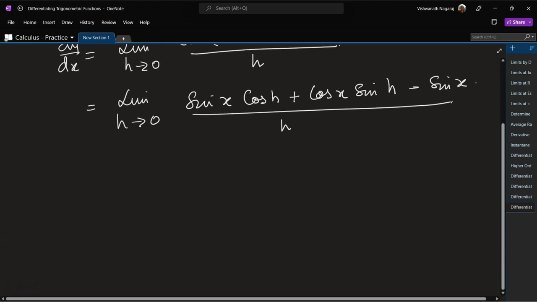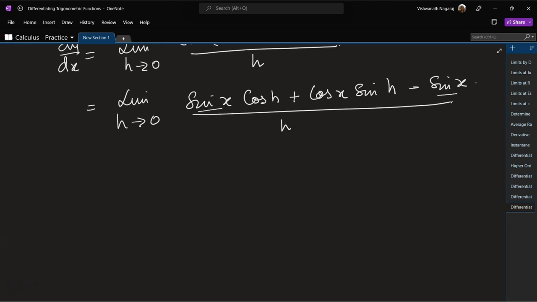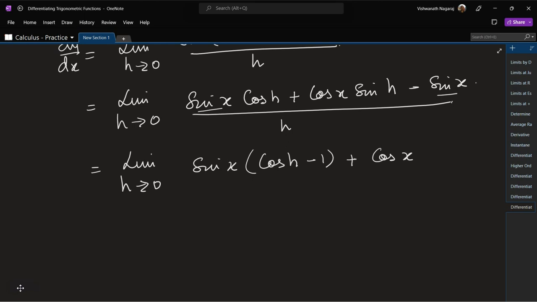Here we have sin x, so let's take it common out. The limit as h approaches 0 of sine of x times cos of h minus 1, plus cos of x sine of h. And let's split this, so this becomes by h, this becomes by h. And now if we take the limit, what will happen?